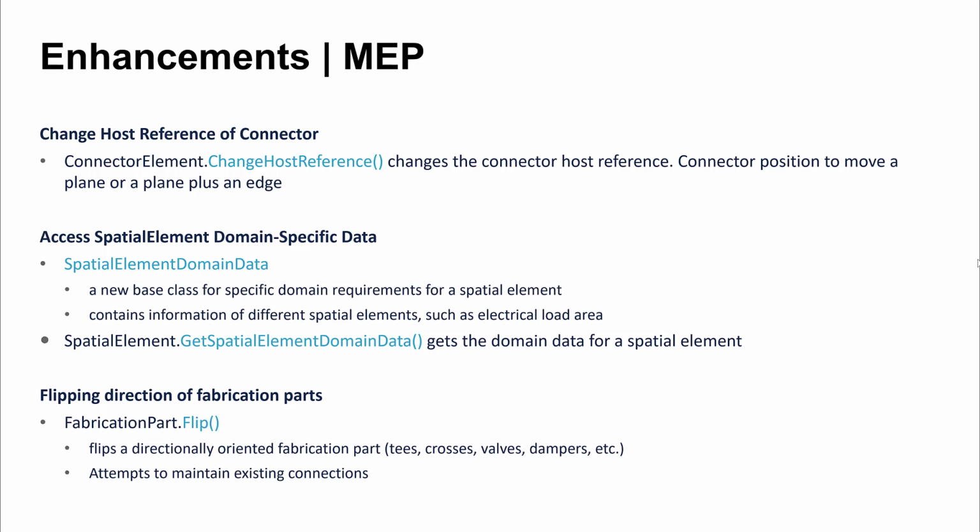And then another small enhancement for fabrication parts, the ability to flip a fabrication part to be oriented in the opposite direction. So this applies to T's, crosses, valves, dampers, etc. and it does its best to maintain existing connections and not break them when that object is flipped.